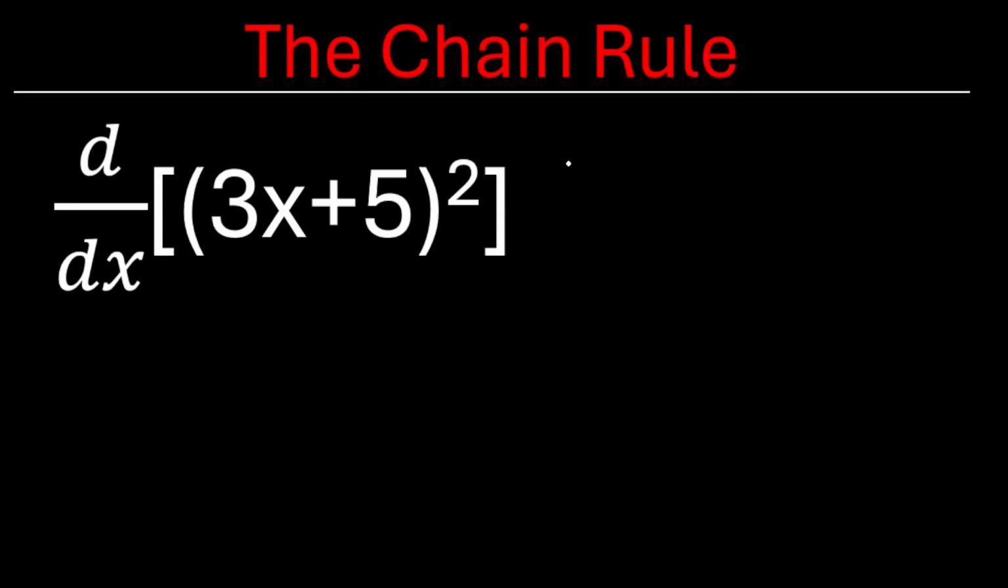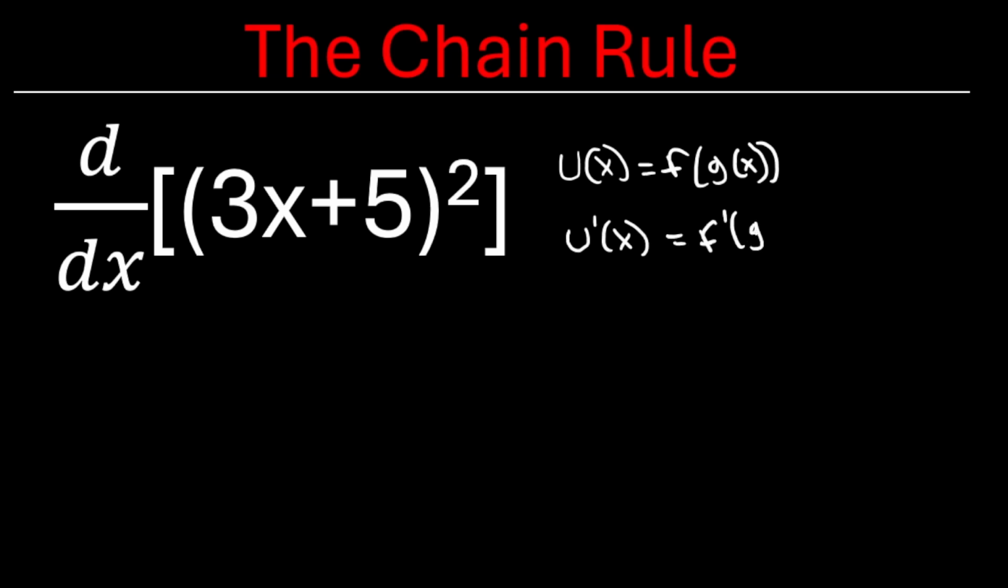So, the chain rule states that if you have a function u of x that is comprised of both an inner and outer function, we'll denote the outer function as f of x and the inner function as g of x. The first derivative of that function as a whole, u prime of x, equals f prime of g of x times g prime of x. Okay? That is essentially all you need to know in order to be able to do the chain rule.